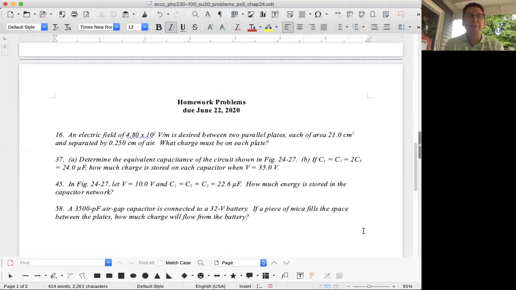Then we move on to number 37. Determine the equivalent capacitance of the circuit shown in figure 24.27. So you can look at that figure. If you have any questions, you can email me for help. If C1 is equal to C2 is equal to 2C3 is equal to 24.0 microfarads, how much charge is stored on each capacitor when the voltage is equal to 35.0 volts? So figure out the equivalent capacitance first, which is part A, and then sort of work your way back.